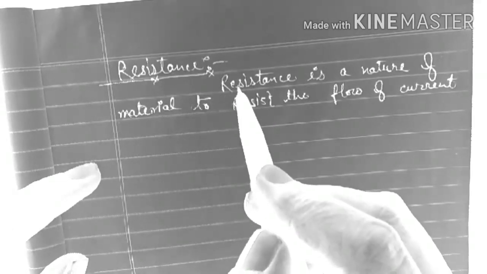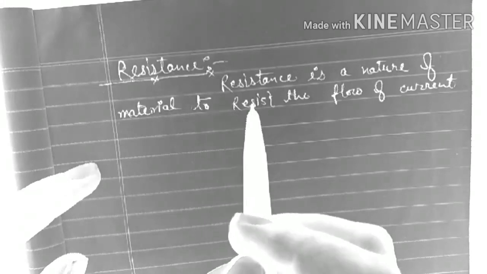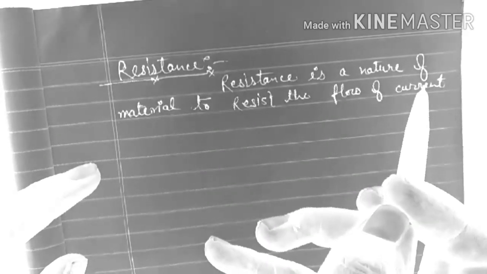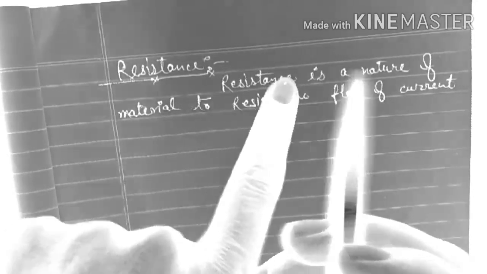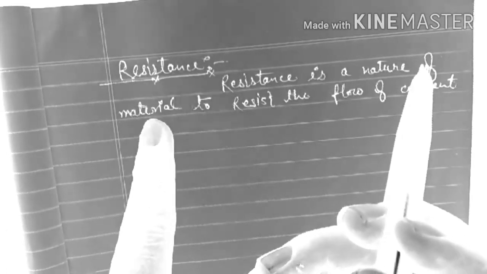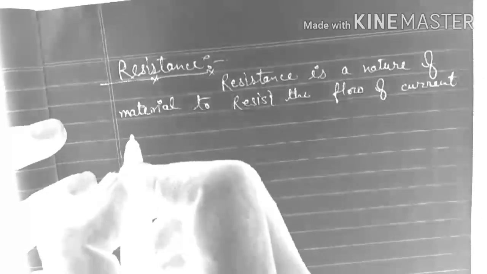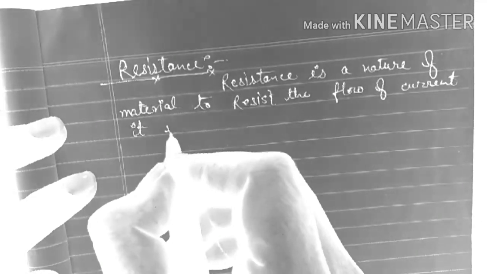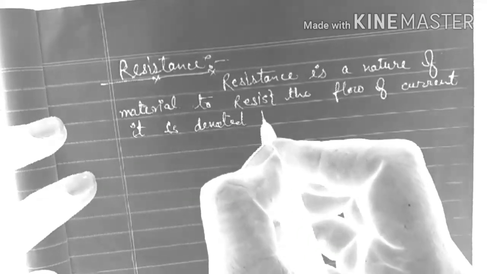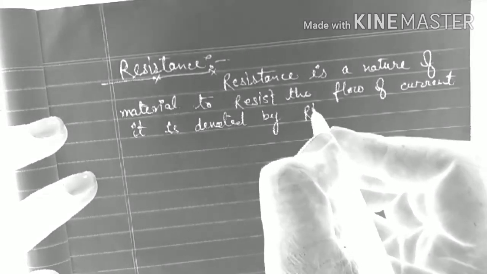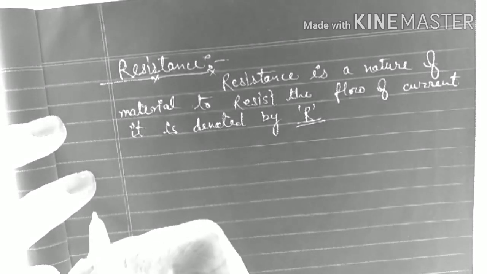We can say that resistance is the nature of a material to resist the flow of current. This is called resistance. That means resistance is the nature of a material to resist the flow of current. It is denoted by capital R.